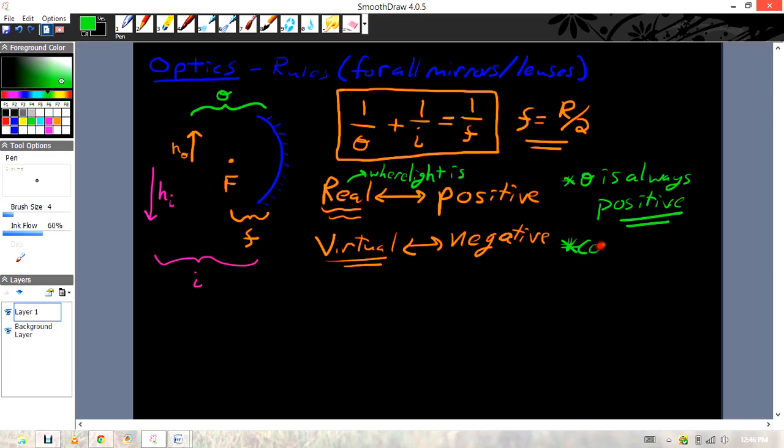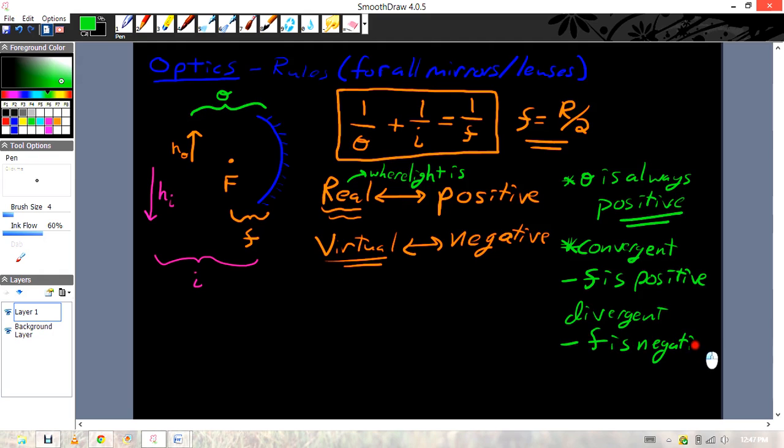So if it's convergent, you have a positive focal length. If it's divergent, you have a negative focal length. I hope that makes sense.